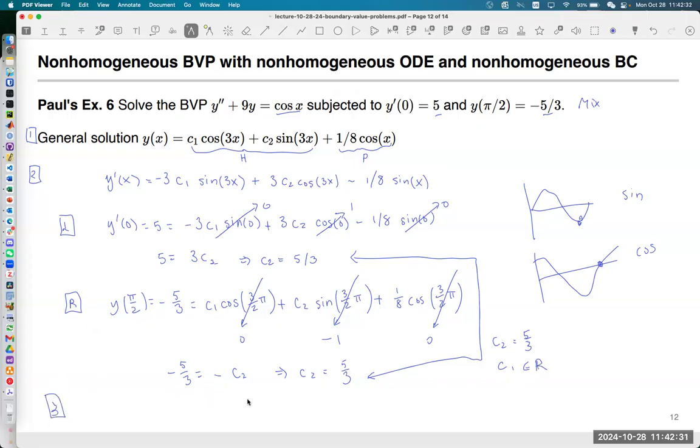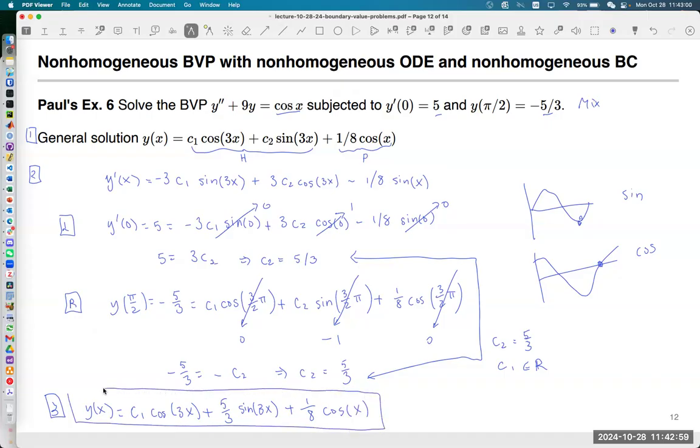So we substitute these constants back to the general solution. We have y of x is equal to C1, which is still a constant. So C1 cosine of 3x plus C2, which is, we found 5 divided by 3, sine of 3x, plus, there's no constant here. This is a particular solution, 1/8 cosine x. So this is our final solution. Because we have a constant, we have infinitely many solutions.